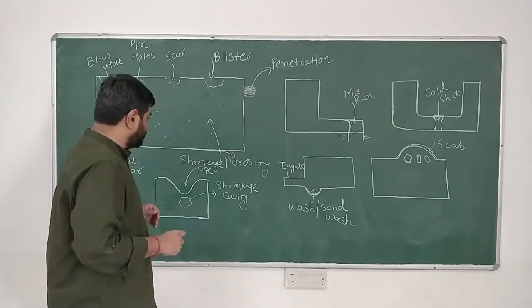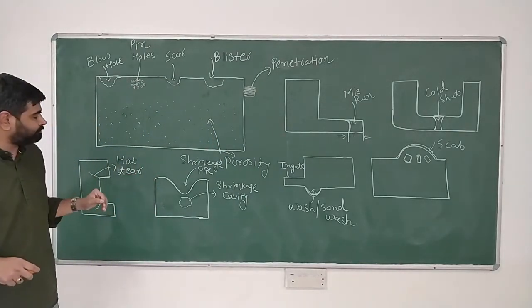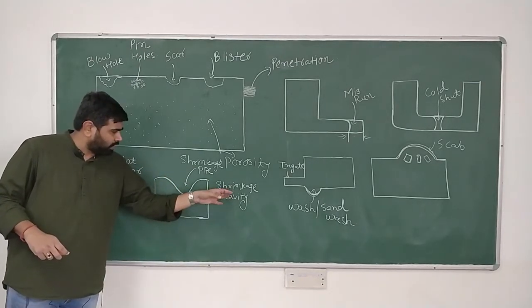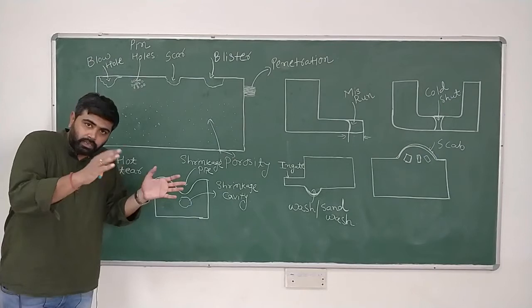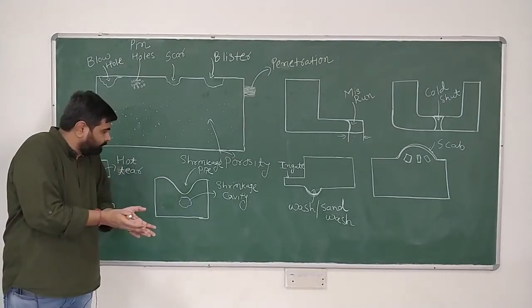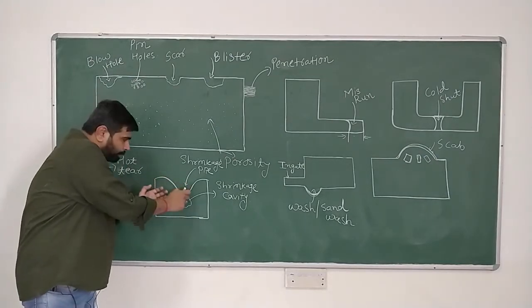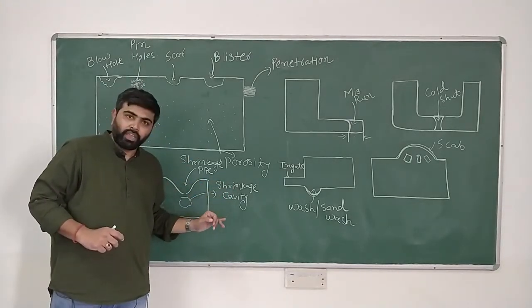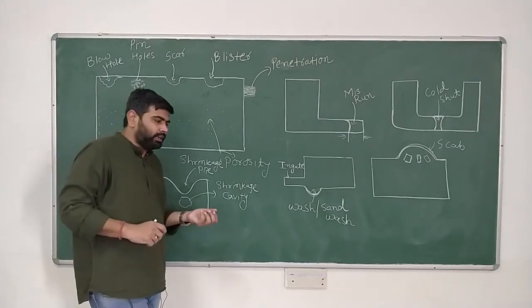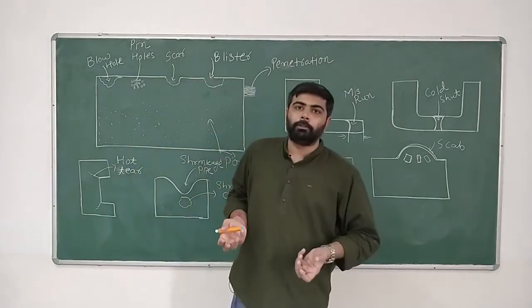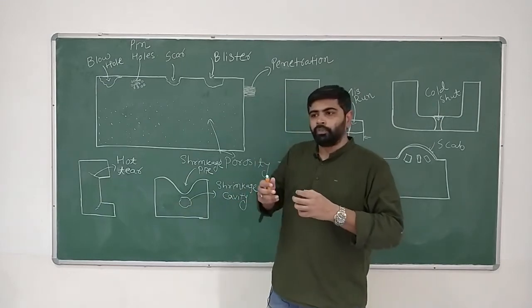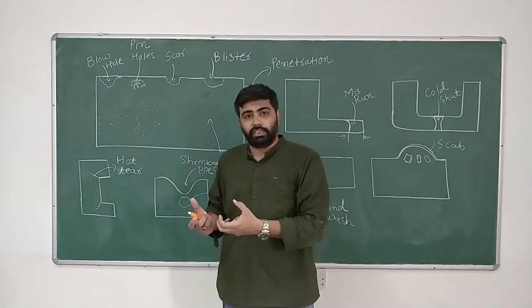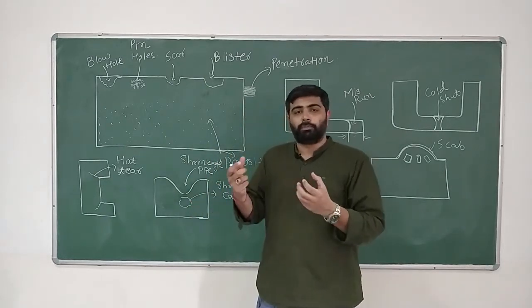And if we talk about the next defect, then the next defect is called a shrinkage pipe. If it is present inside the component and is not open to the atmosphere, it is called a shrinkage cavity. Now, shrinkage pipe and shrinkage cavity come into the component because we are not able to compensate the liquid shrinkage which takes place during the process of solidification.